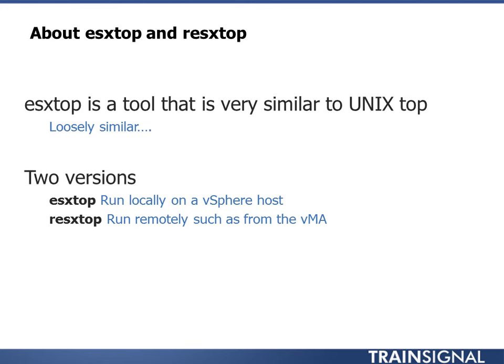There are two versions. ESXtop runs locally on a vSphere host, so you SSH into the host and run ESXtop. Or if you want to use the remote CLI or the VMA, the vSphere Management Assistant, you can run it remotely using RESXtop. Same stuff, just depends where you want to run it from.